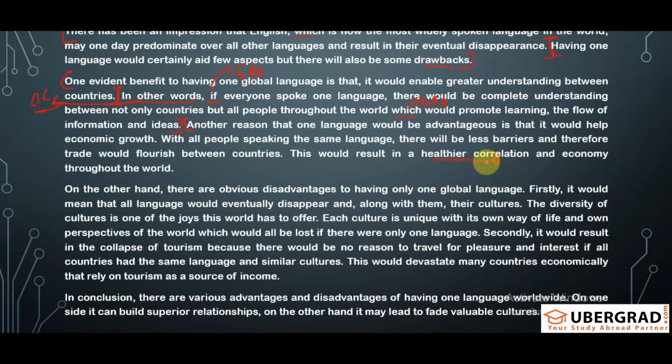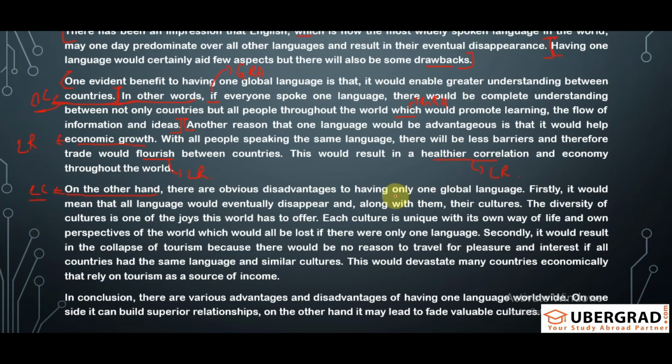So healthier correlation is a collocation. You get marks for lexical resource. Economic growth, you get marks for lexical resource. Okay. Flourish, you get marks for lexical resource. Okay. So for using these words, you get marks for lexical resource. So 2 advantages have been very clearly mentioned over here. Now, when the candidate has moved from advantage to the disadvantage, this is the contrast indicator used. You get marks for coherence cohesion.